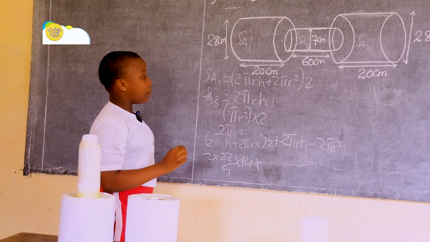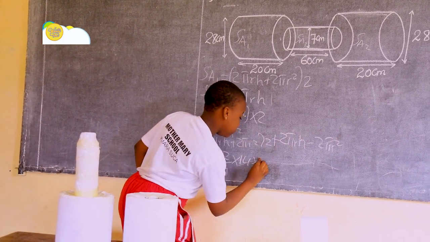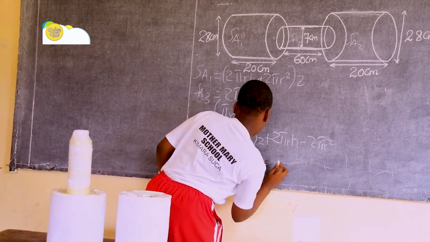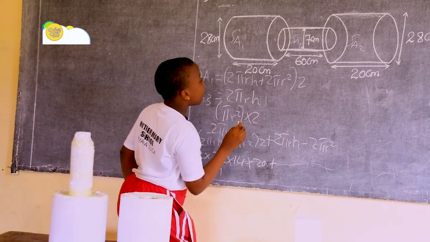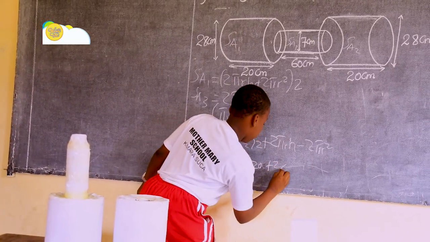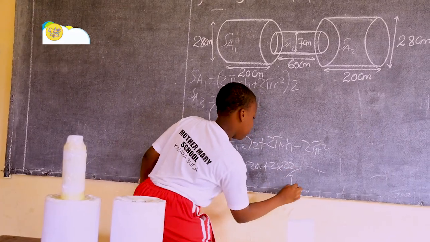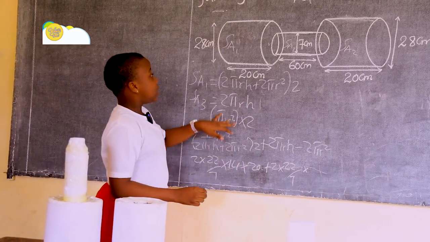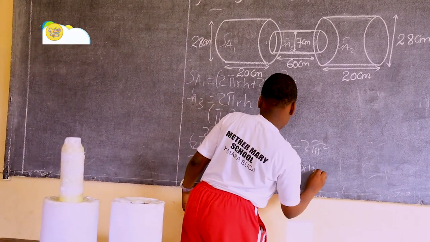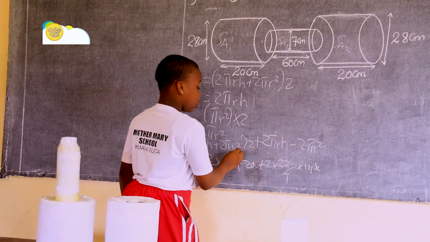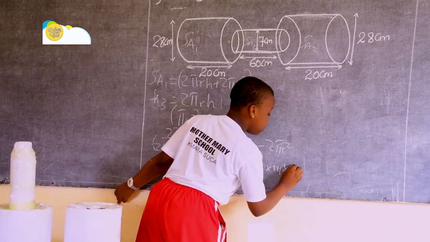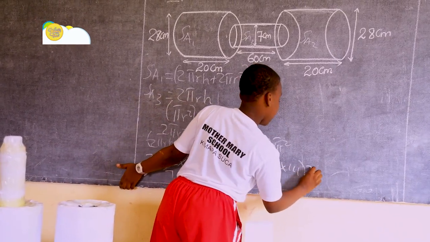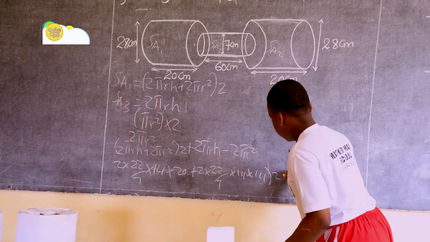We multiply by the height. The height we have is 20 centimeters. Plus, we have 2 pi r square. For 2 pi r square, we are going to take 2 times 22 over 7, multiplied by the radius. Our radius is 14. Square means radius times radius, so 14 times 14. Because of our bracket, we multiply by 2. Also here we have 2 times 2.